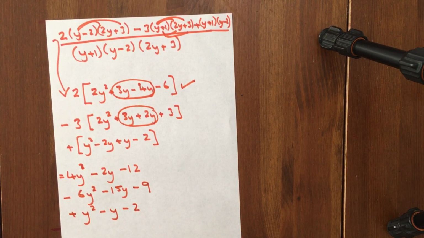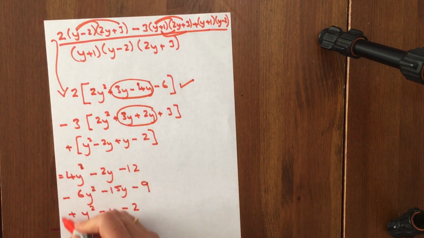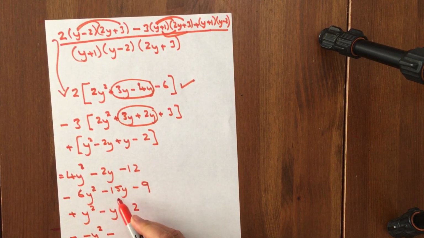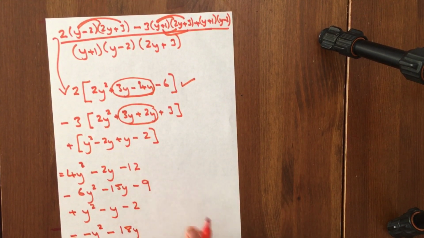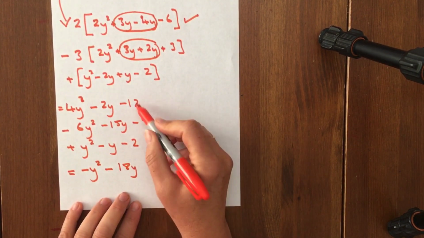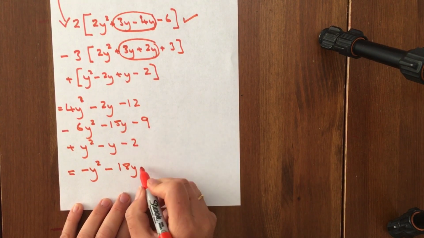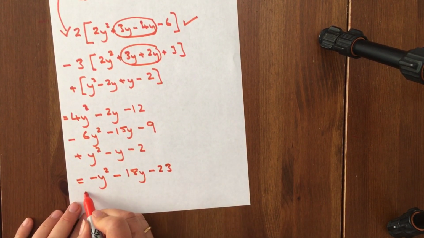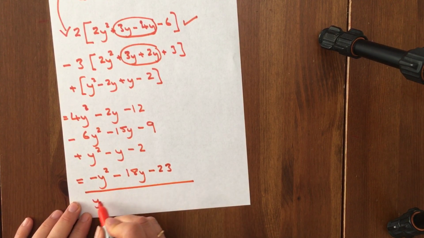Okay, so let's put all my y squareds together. So I've got, if I look at all these y squareds here, I've got minus y squareds. How many y's have I got? 15, 16, 18y. And how many numbers have I got? 21, 22, 23. All over my denominator.